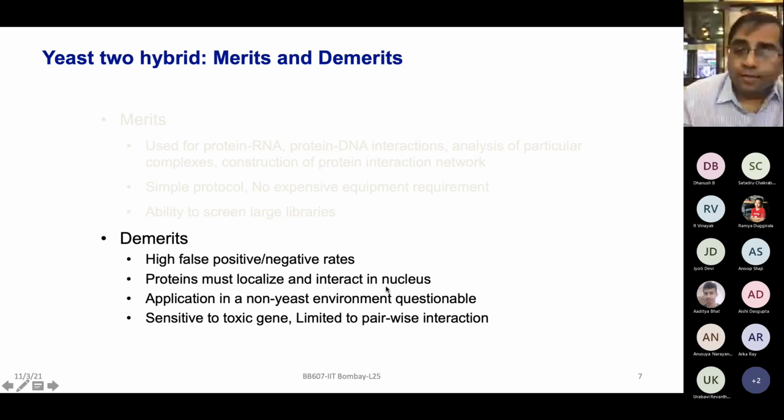Proteins have to localize and interact in the nucleus in the yeast environment. If you are looking at a non-yeast environment, that becomes questionable. Is that going to be favorable for these interactions to happen? These are sensitive to toxic genes and limited to pairwise interaction. Some of these are the demerits of using yeast two-hybrid.